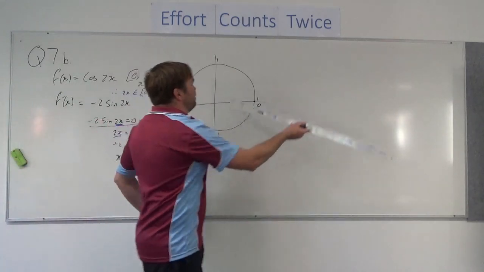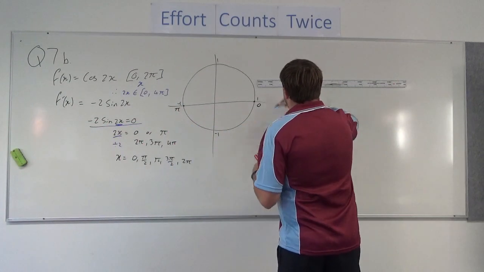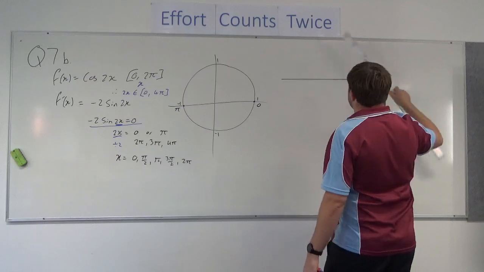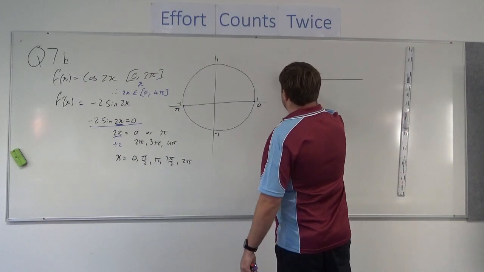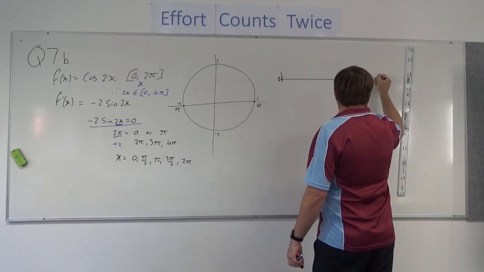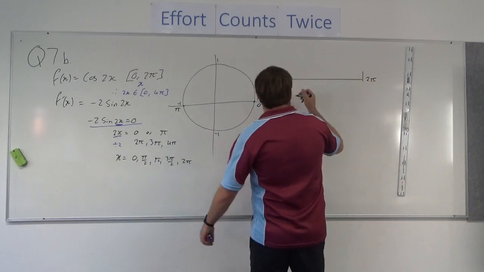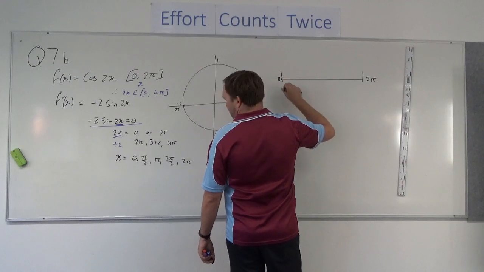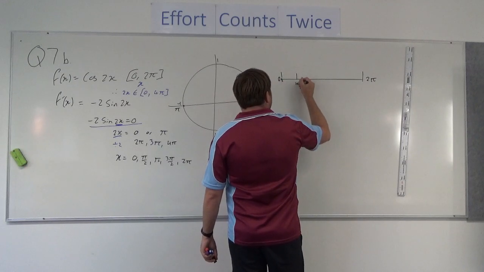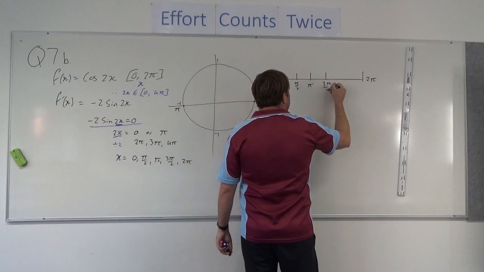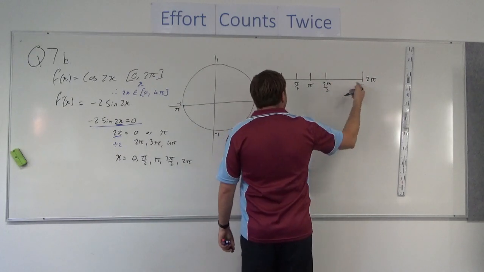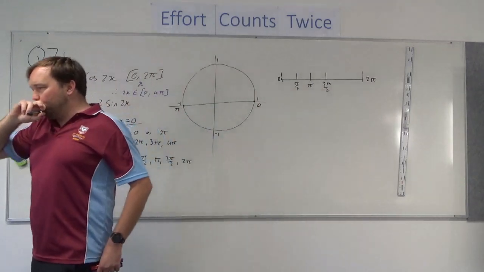So our sign diagram, don't know why I bothered with the ruler. You guys don't care that much, do you? Actually, we're going to cut it there at 0, and we're cutting it here at 2 pi. And we are looking at a solution of 0, which is there, pi on 2, pi, 3 pi on 2, 2 pi. Terrible spacing.